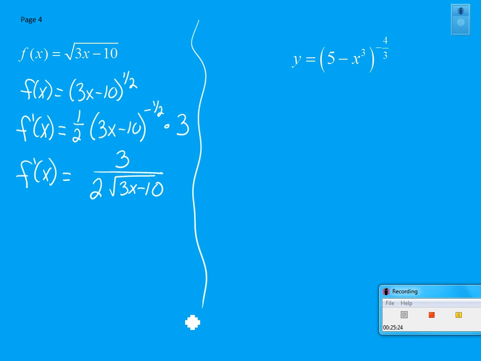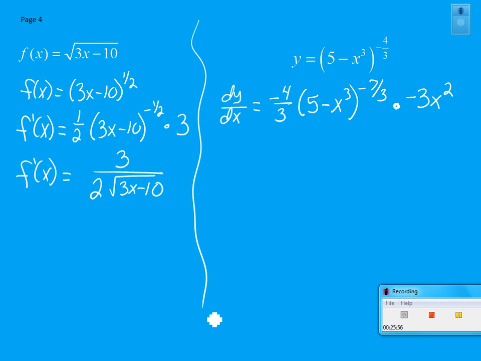Here goes my next one. Y equals 5 minus x cubed to the negative 4/3. So I'm going to say dy dx, the derivative of y with respect to x, is negative 4/3 times 5 minus x cubed, subtract 1, so negative 7/3, times the derivative of whatever's inside the parentheses, which would be negative 3x squared. So the calculus part's all done. dy dx is going to be then, if I take negative 4/3 times negative 3, I'm going to get positive 4. I'm also going to have an x squared in the numerator. And in the denominator, I'm going to have 5 minus x cubed to the 7/3. And then we're done.